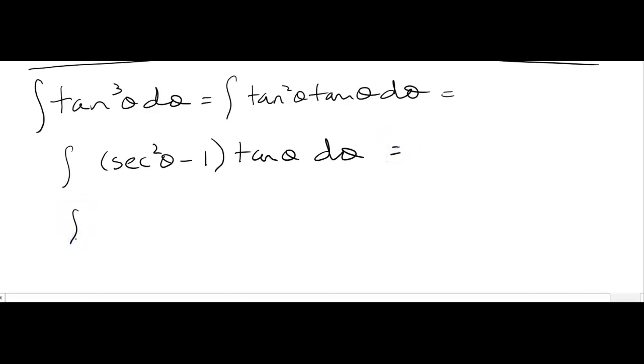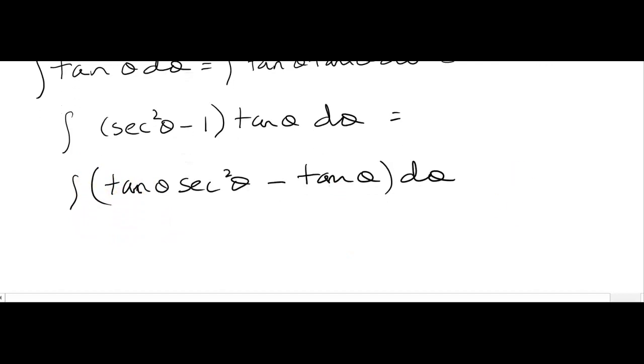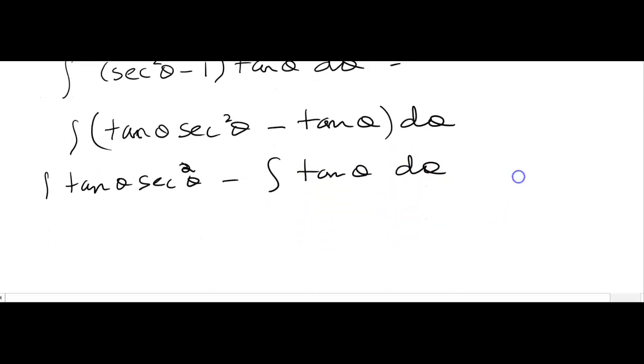A lot of this is going to be trial and error. So we have tan theta secant squared theta minus tan theta d theta. Sorry, I keep calling it alpha. You're like, well, wait a minute. It works really nicely if I break up the integrals. Check this out. This one works.